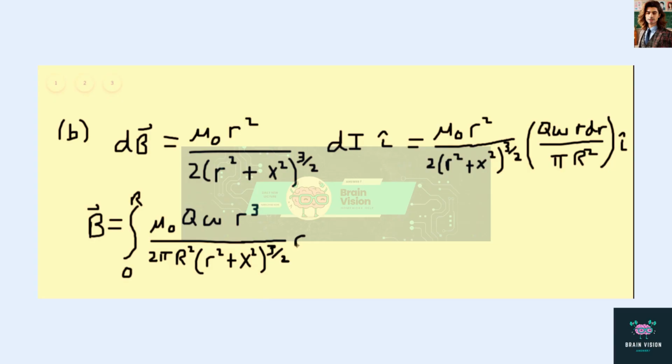This is integrated with respect to d little r, all in the I hat direction. Okay, so you can pull everything out of the integral that isn't related to little r, right? So you will be left with the r squared plus x squared to the 3/2, because you can't get rid of the x squared there since it's inside that parentheses, which contains an r squared. But the mu naught, the q, the omega, the 2, the pi, the big R squared, all of that can be pulled out front of the integral. So what we're left with is r cubed over r squared plus x squared to the 3/2.